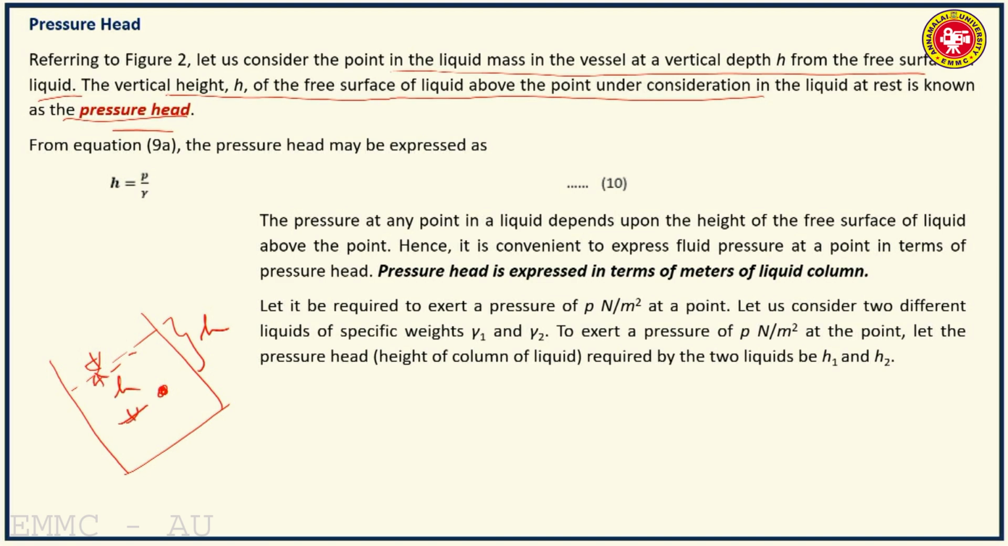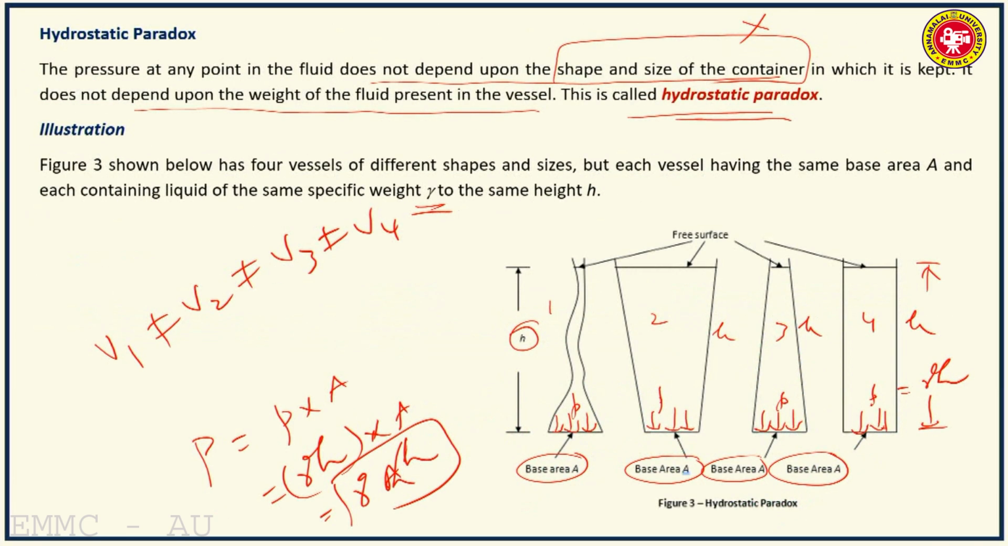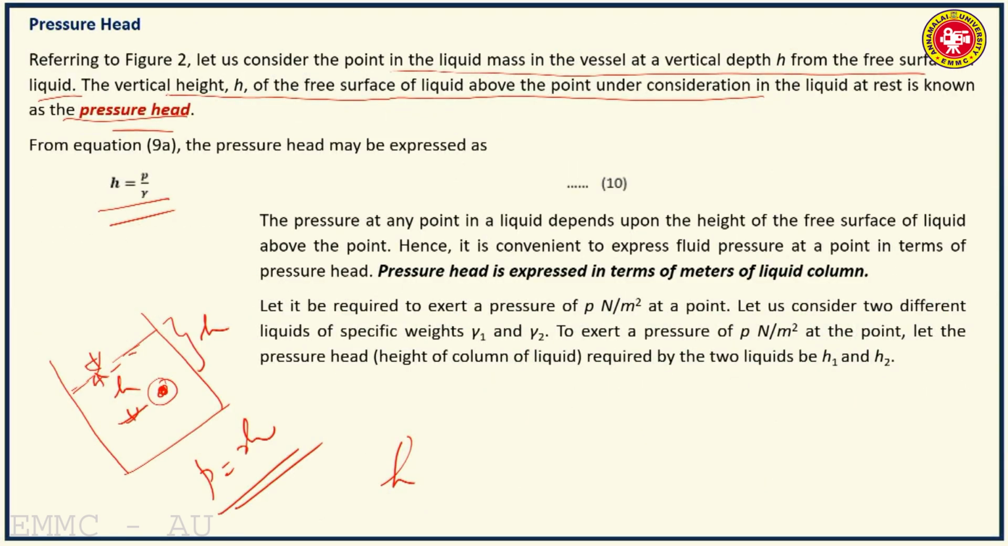So what is the pressure at this point? P is equal to gamma h. So the vertical height h of the free surface above the point under consideration is known as the pressure head. That is, pressure head is something like an elevation. So the pressure head is expressed as h is equal to P over gamma.